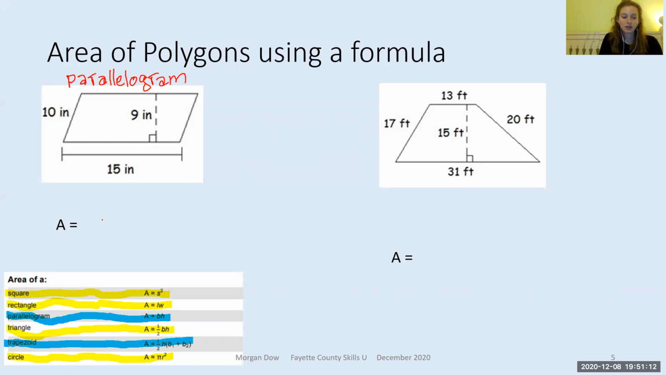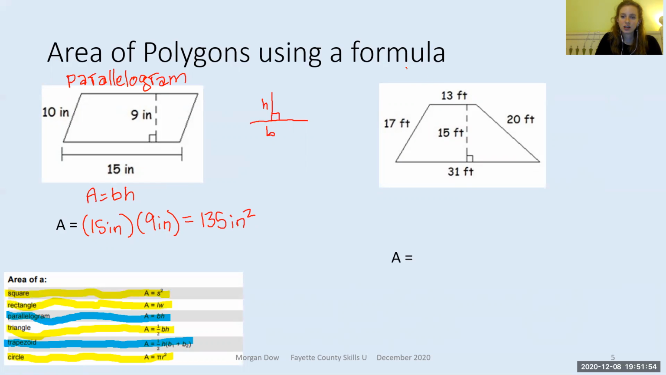I'm asked to calculate the area. So I looked at my formula sheet. I see area is base times height. We want to remember that on a shape, the base and the height always meet each other at right angles. So that means for this parallelogram, the base is 15 inches and the height is 9 inches. We don't need to use that 10-inch measurement. That's just an extra piece of information for this problem. And 15 times 9 is 135, and that'll be square inches.